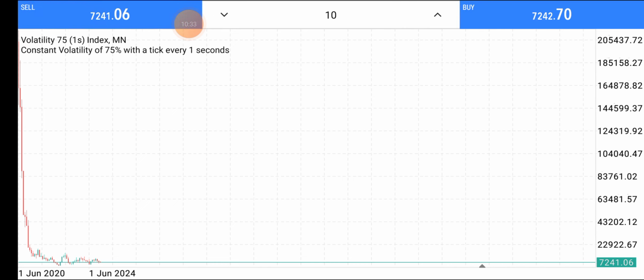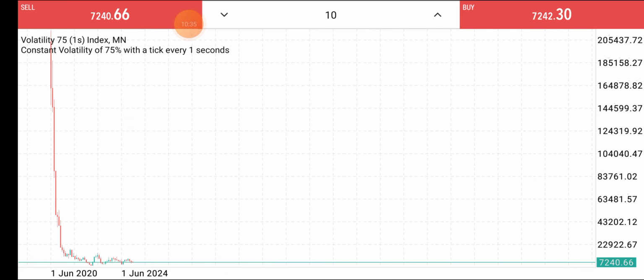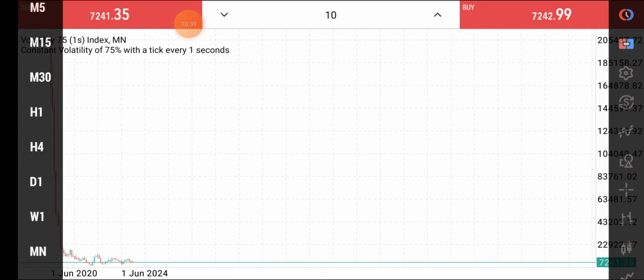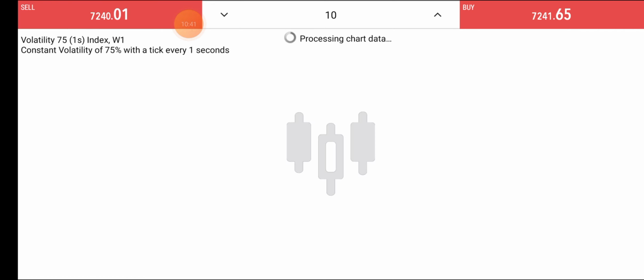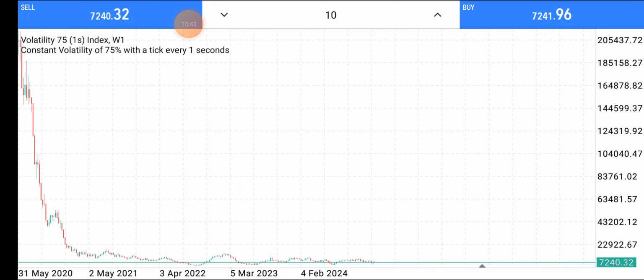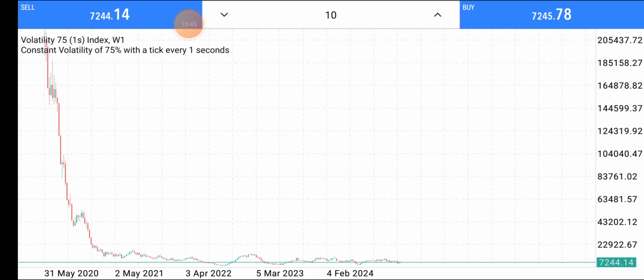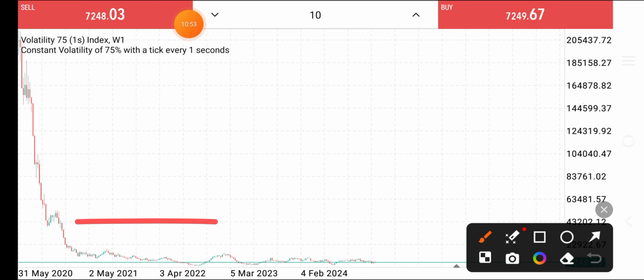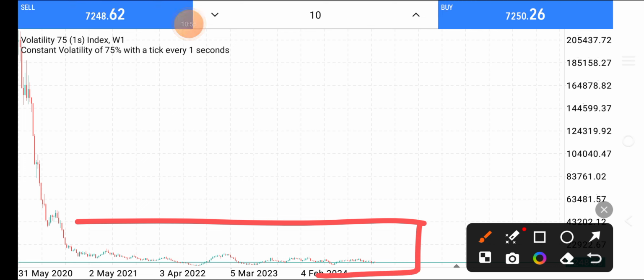So now we have already gotten a clear picture of what is going on on the monthly time frame. We slowly come down to the weekly time frame to understand properly what is going on. From the weekly time frame, you can also see that it is still in the oversold region. The market has really sold, and we can also tell from the weekly time frame that the market is consolidating.